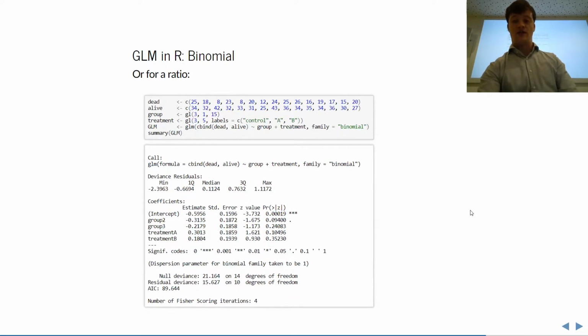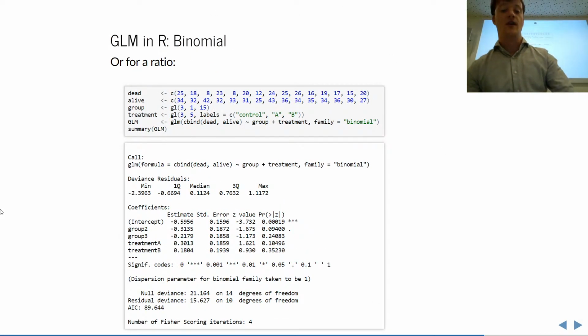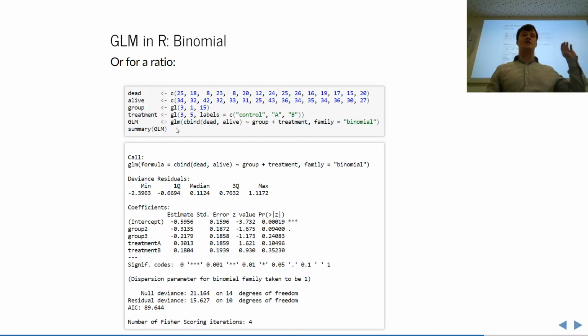Okay, then for a ratio, it works a little bit different. You have to specify in your outcome, if it's a binary outcome, it works the same way, just response as a function of explanatory 1 plus explanatory 2, etc. If you have a ratio, you have to give R both of the numbers, and they have to be given in a certain way in two columns.